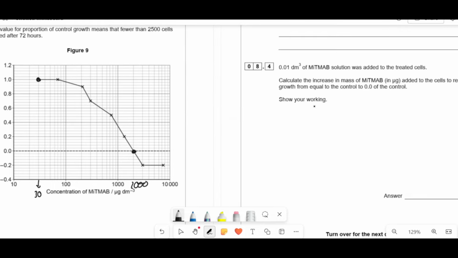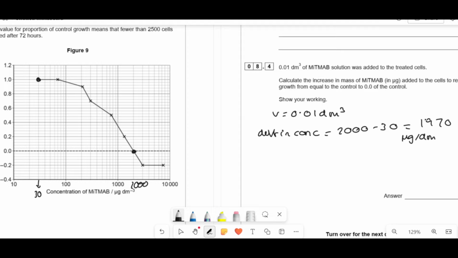So the concentrations, let's just have a look again. The volume that they used was 0.01 decimeters cubed. And they said calculate the increase in concentration. So the difference in the concentration is going to be 2,000 minus 30, right? If we do that, we get 1970, and the unit is micrograms per decimeter cubed. Now here, they've told you all of them have the same volume. So in order to make this go higher, they must have changed how much MAP they dissolve in this, the concentration, which is told in the question, right? So you can see the units here are micrograms per decimeter cubed.